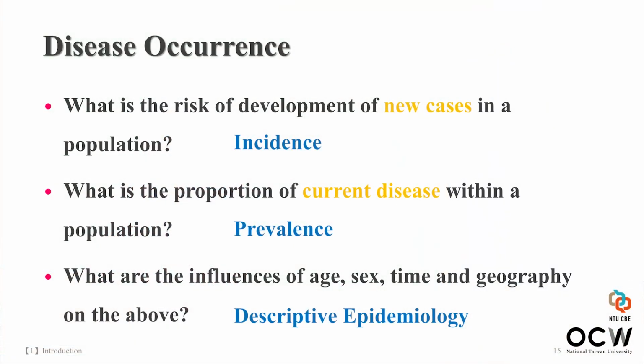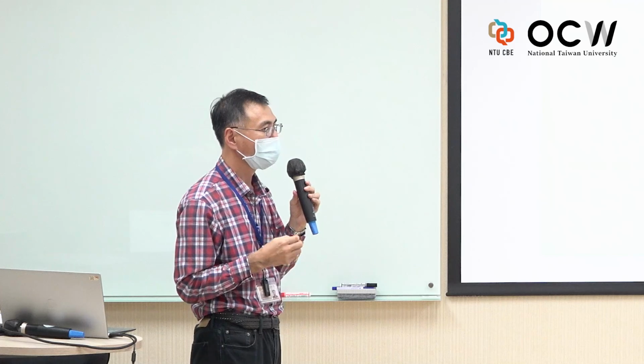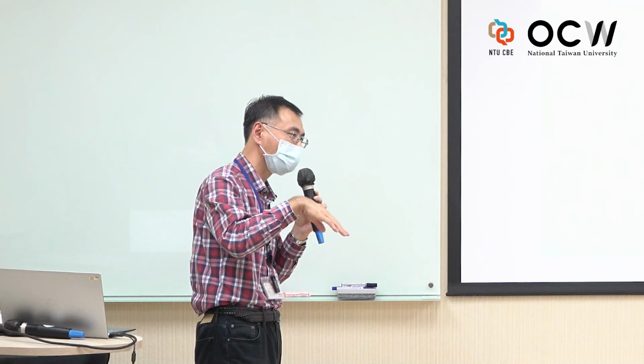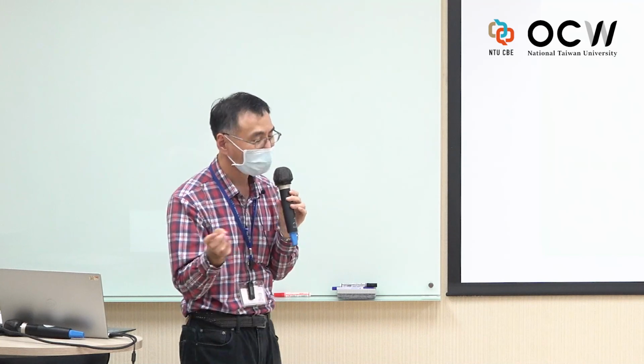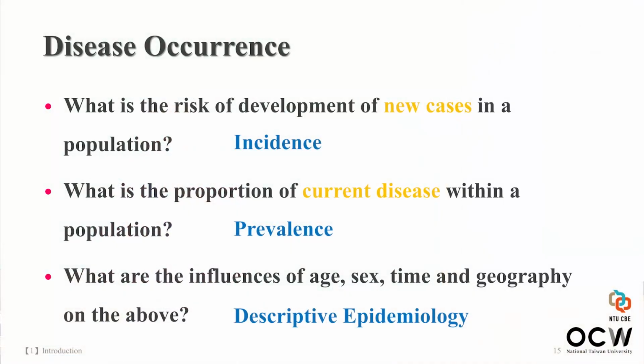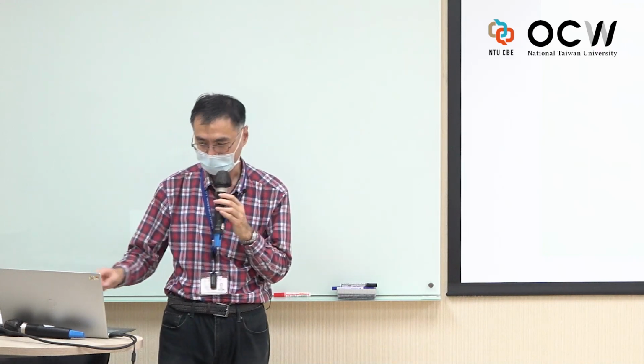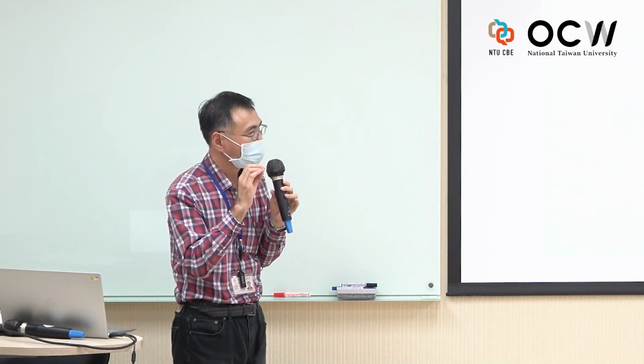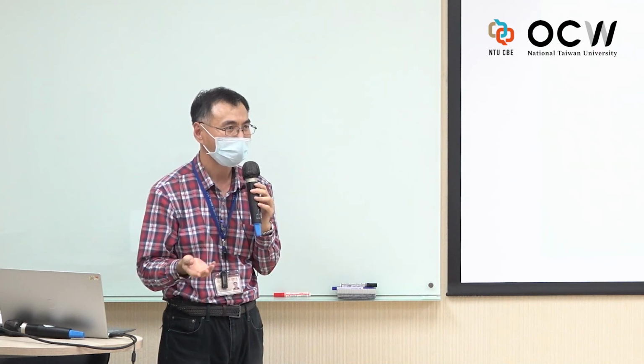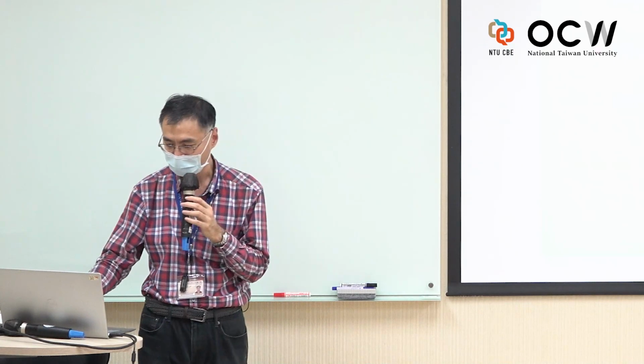Okay, so for disease occurrence, if we ask the question, what is the risk of development of new cases in a population? In this kind of research question, we emphasize the status change from no disease to having the disease, right? Then the way we measure it is incidence. Okay. If we want to know the proportion of the current disease within the population, the indicator we need to use would be the prevalence. Okay, this is common sense, right? So it's about the existing status of disease within a group of people. Then we call it prevalence.